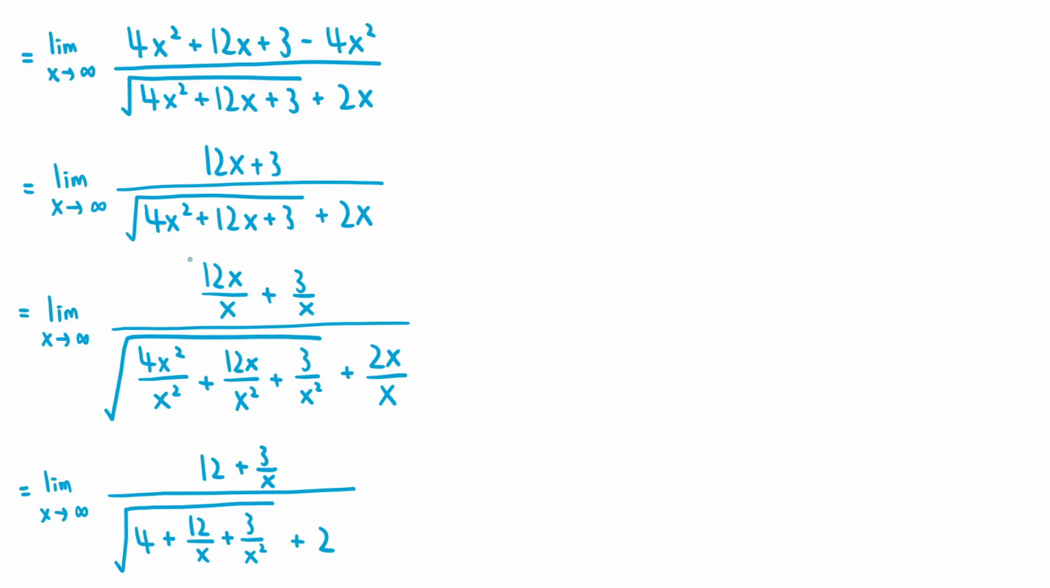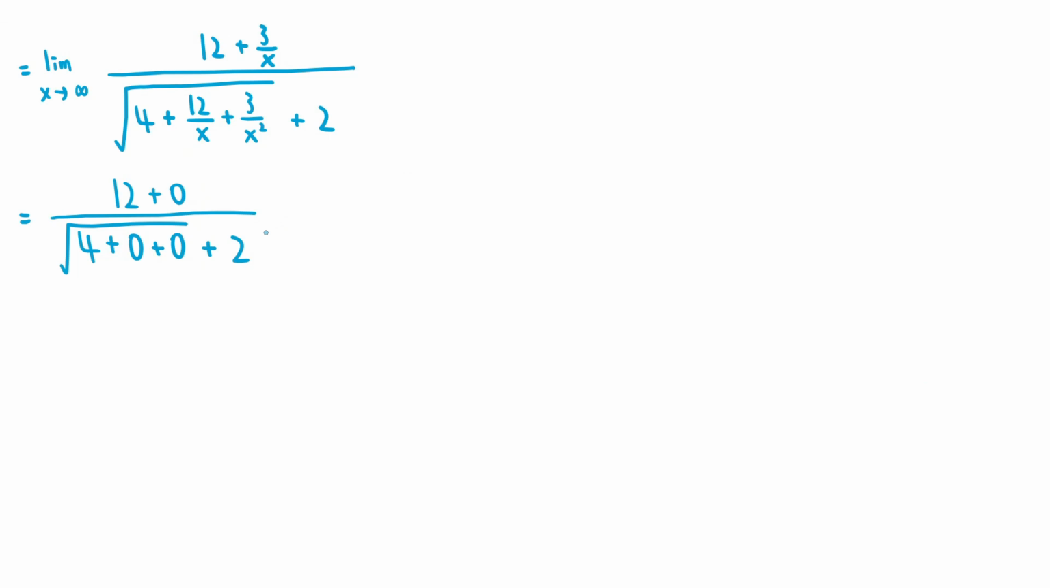If we divide 12x by x, we end up with 12, and 4x squared over x squared in the square root turns out to be 4. 12x over x squared is just 12 over x, and the 2x divided by x in the denominator simplifies to 2. So this entire expression simplifies to the limit as x approaches infinity of 12 plus 3 over x, all divided by the square root of 4 plus 12 over x plus 3 over x squared plus 2.